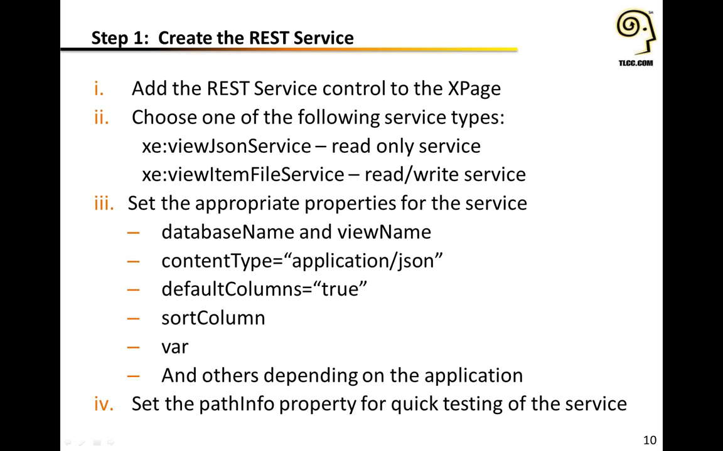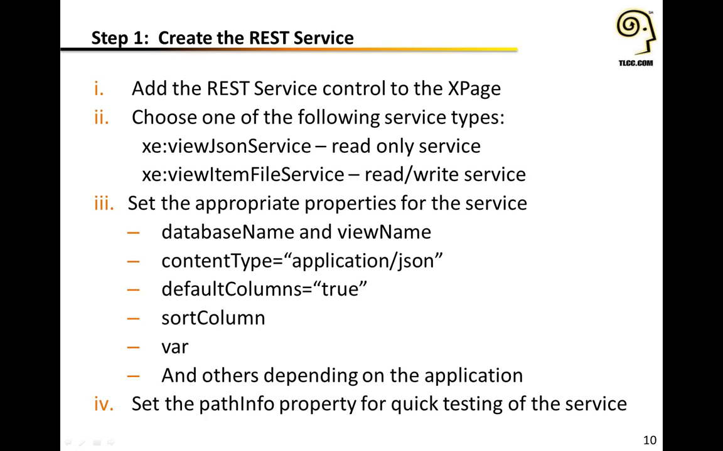Okay. So again, the details for creating that REST service, you add a REST service control to your XPage, and then you would choose one of the following service types, either a view JSON service if you have a read-only application, or a view item file service if it's a read-write application, if you can provide some ability to delete the entries in the grid or update or edit the entries in the grid. You'd set the appropriate properties for the service, so specify the database name and the view name where the view is located. Indicate the content type as application JSON.